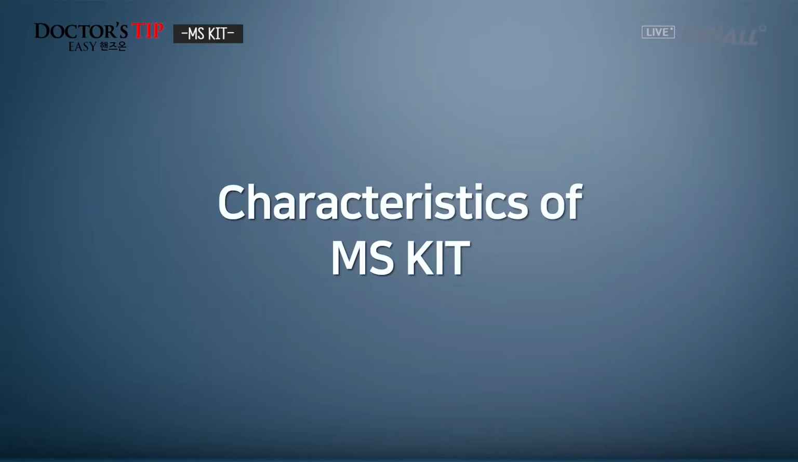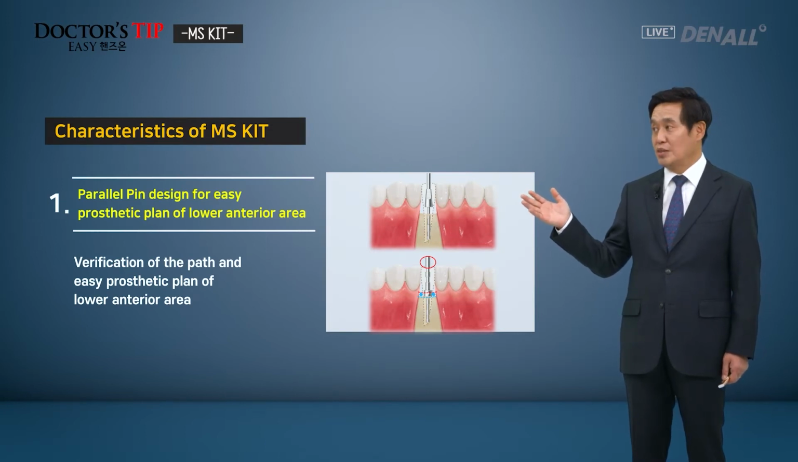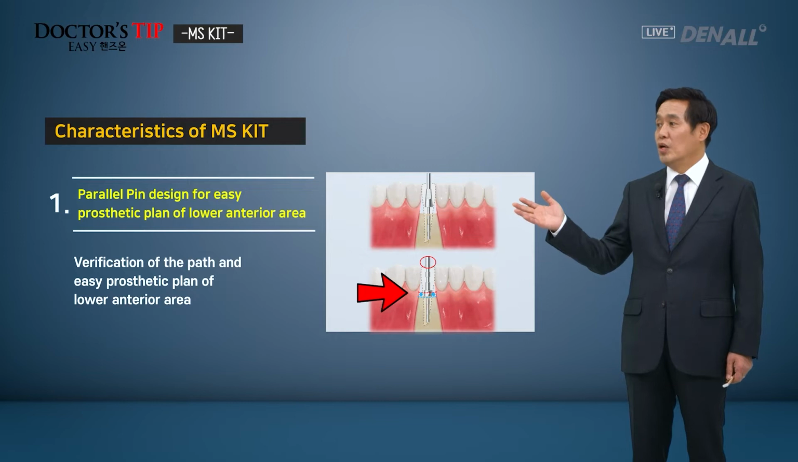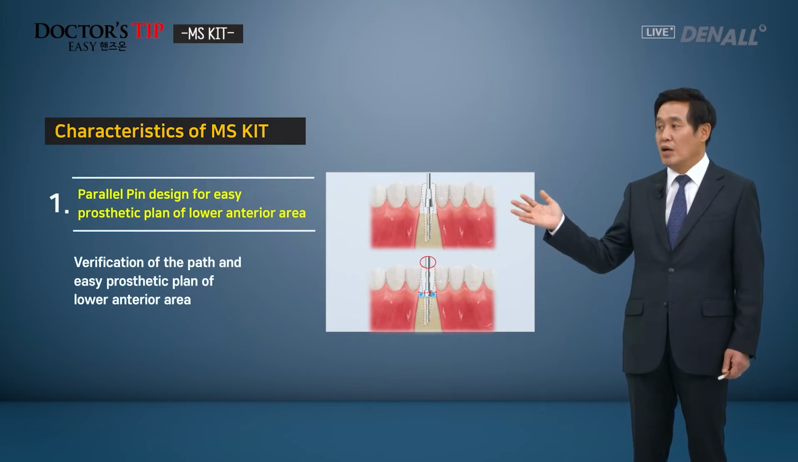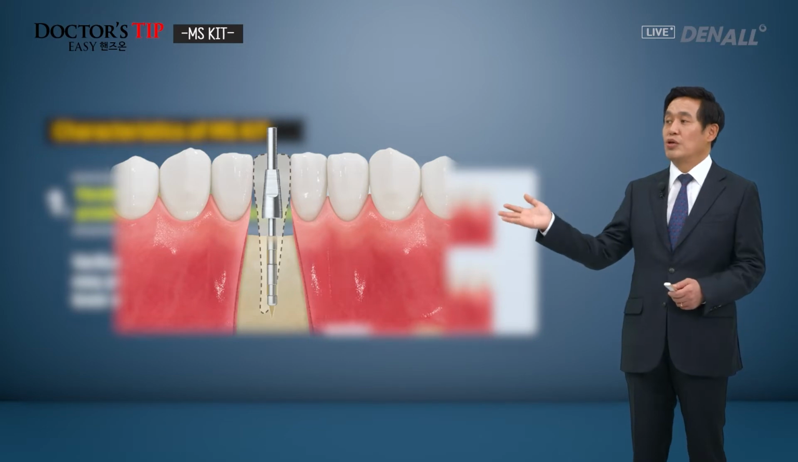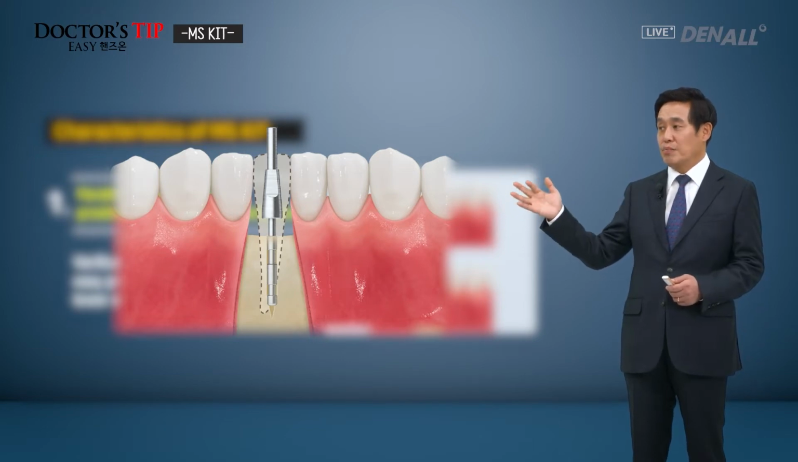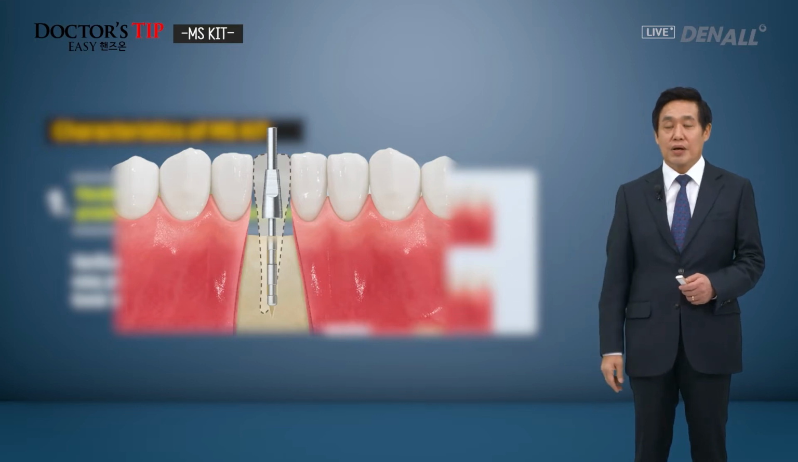So what are the characteristics of this kit? It has two types of parallel pin design, conventional type, and the other one is on the upper part. The MS fixture's upper part looks the same. It has the same design parallel pin. So after drilling a hole in the mandibular anterior, you can put this pin and design the path and other things to fit your final prosthesis.